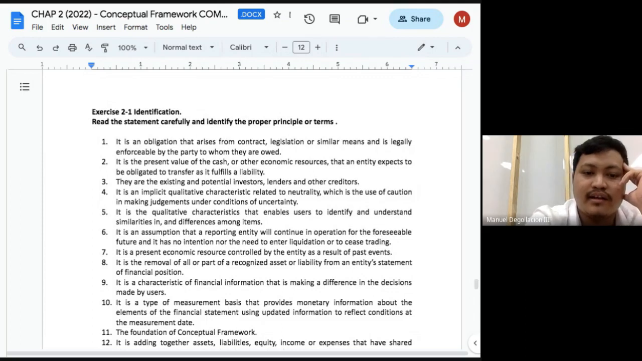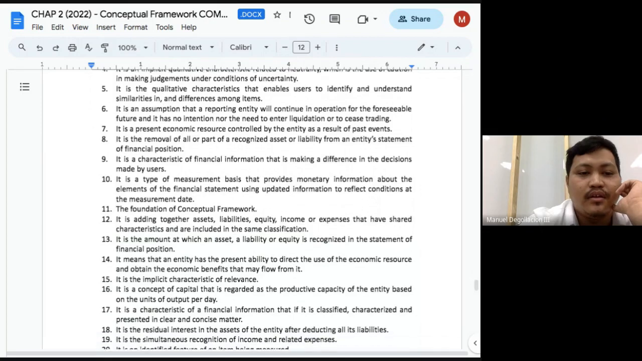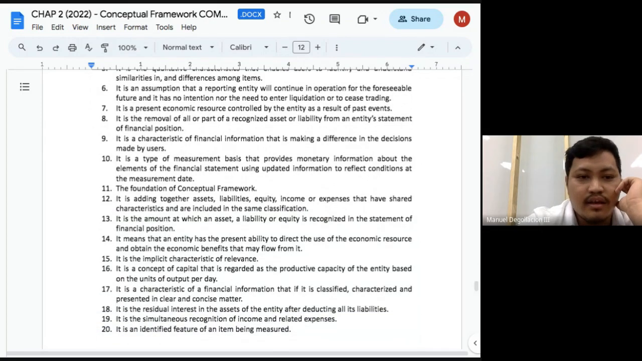Number nine, it is a characteristic of financial information that allows it to make a difference in the decisions made by users. Number nine would be relevance. Number 10, it is a type of measurement basis that provides monetary information about the elements of the financial statements using updated information to reflect conditions at the measurement date. Number 10 describes your current value.